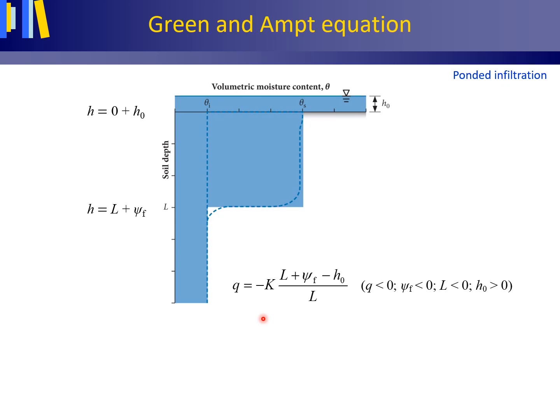In hydrological literature, the infiltration rate f and the distance from the surface to the wetting front L are often taken positive. The infiltration rate, then, is the positive value of the vertical volume flux density or vertical specific discharge. When we also replace the matrix potential at the wetting front, psi f, by the wetting front soil suction head sf, thus sf equals minus psi f, then this delivers the Green and Ampt equation for ponded infiltration as shown here.